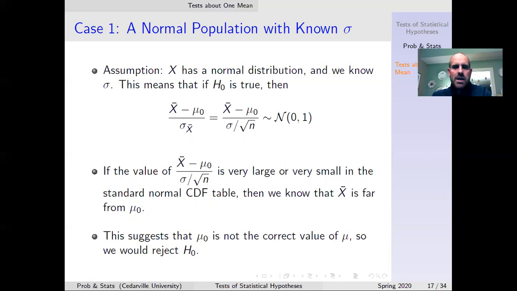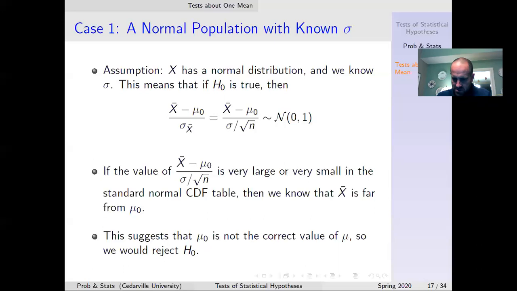It does happen, okay? So X has a normal distribution. We know sigma. This means that if H0 is true, okay, remember H0, just to remind you, okay, so what was the deal with H0?